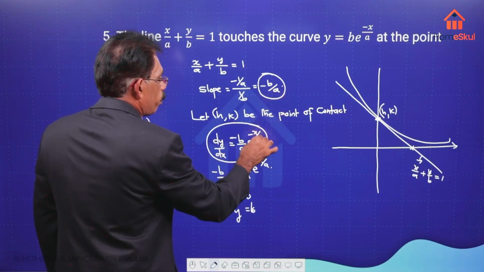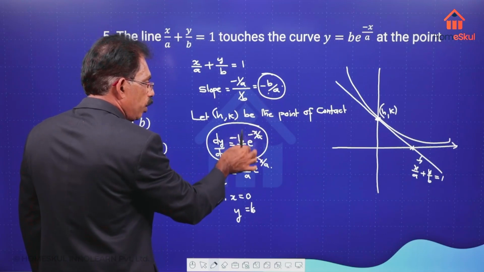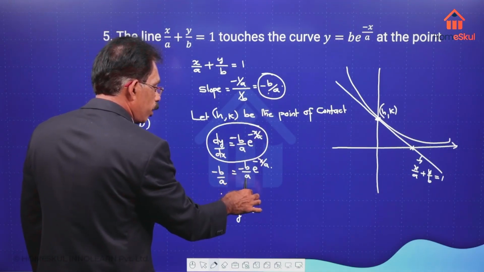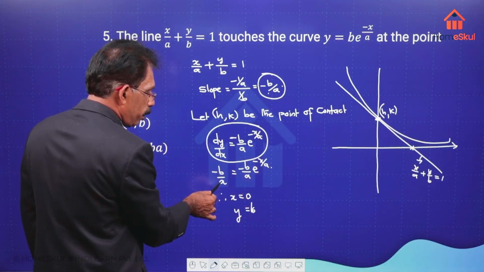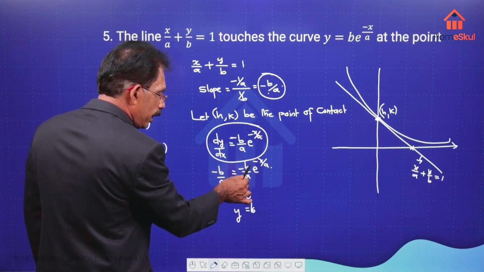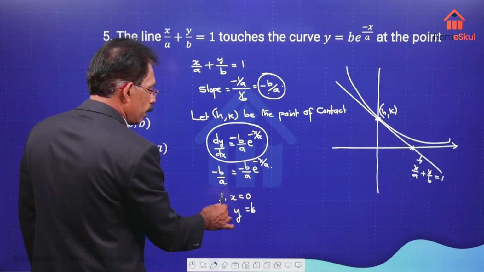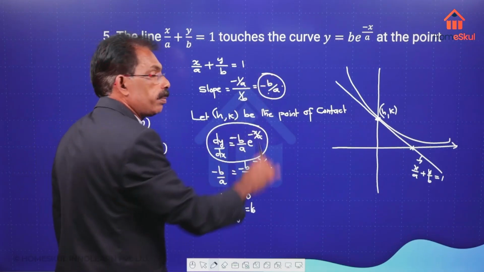These both are slopes, so you can equate them. These are two different methods for finding the slope. Both are the same: minus b by a is equal to minus b by a into e raised to minus x by a. So definitely minus b by a into 1. How do you get 1 from e raised to minus x by a? Definitely x is equal to 0. That is minus b by a equal to this one when x is equal to 0. You put x equal to 0, you can get b.